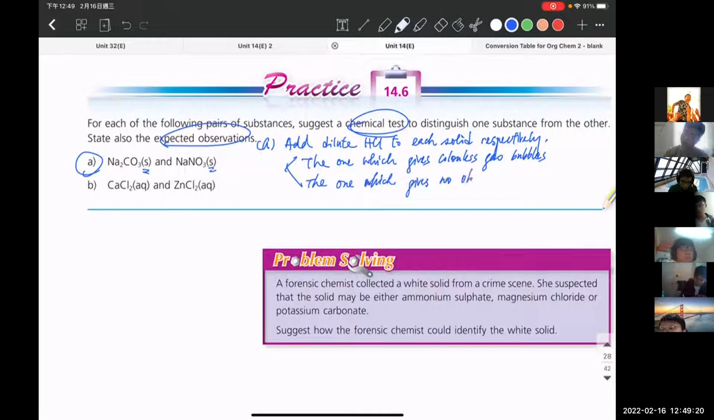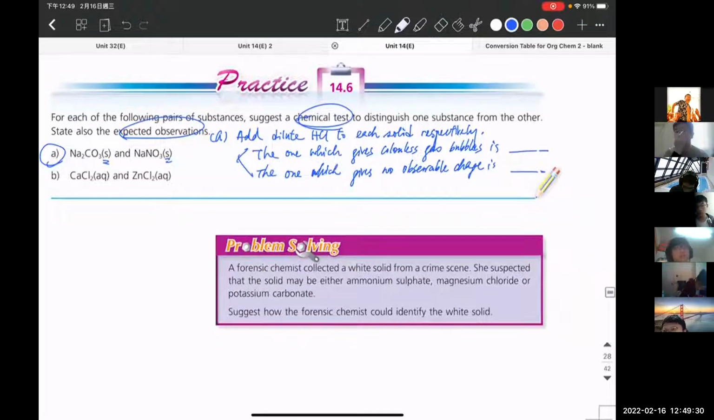So what is that? What are the two chemicals? The first one is sodium carbonate. The other one is sodium nitrate. Do you understand? So the test itself is just one chemical test, but it already gives you a difference in the observation, and I would know which is which.